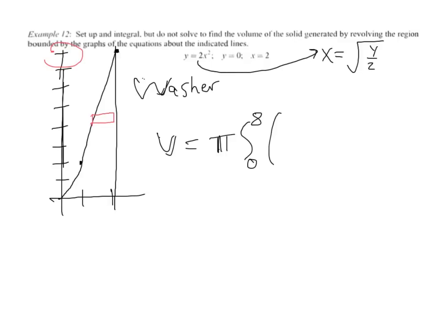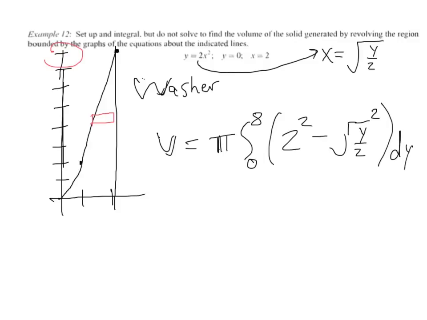And then I need to write out the outside radius. We said measure from here to here. That's a radius of 2, so I'd have a 2 squared. And then I'm going to subtract the inside radius. The inside radius was this x value right here, which is just going to be the equation square root of y over 2. And that also needs to be squared because that's a separate radius, and then a dy.